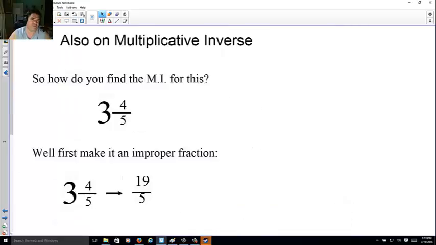Hopefully you got those. Also on multiplicative inverse, how do you find the multiplicative inverse for 3 4/5? It's just not 3 5/4. That doesn't work. This we have to start by making an improper fraction. Now you remember when I said there'd be a time when you have to do this? Well, now it's time. It's not hard though. All you have to do is take the big number times the bottom.